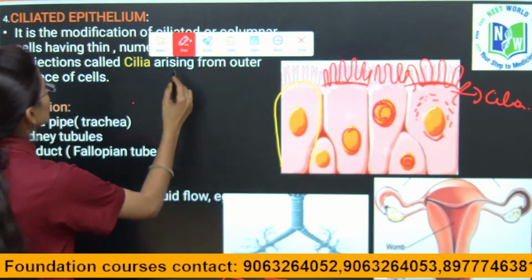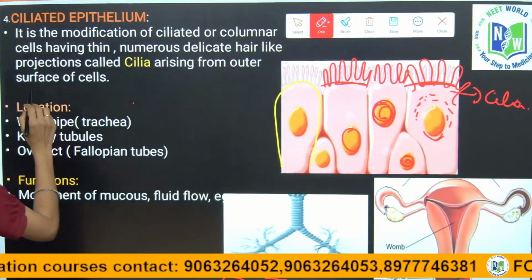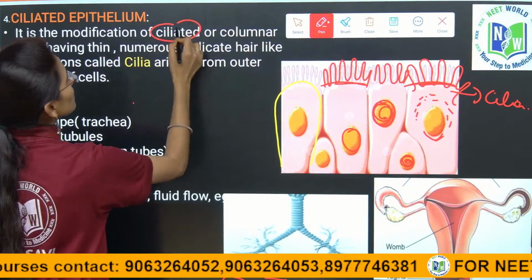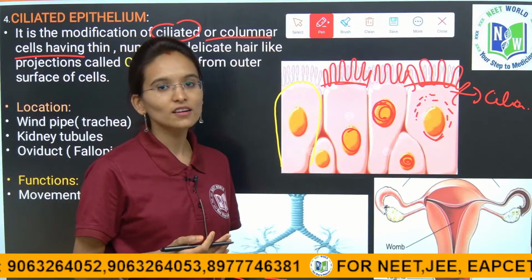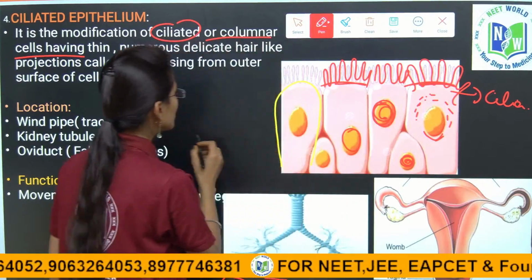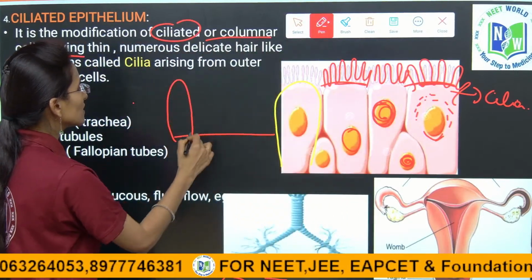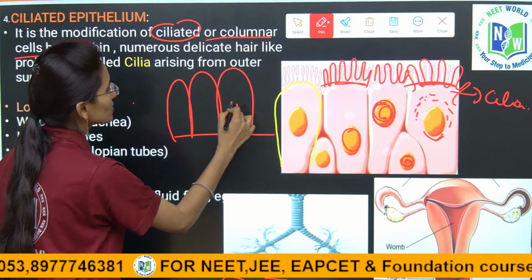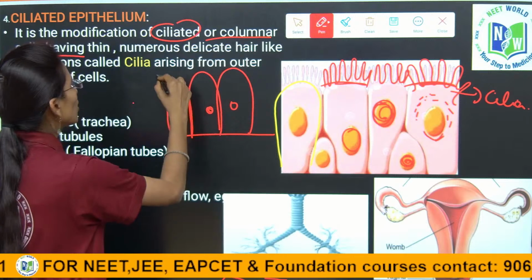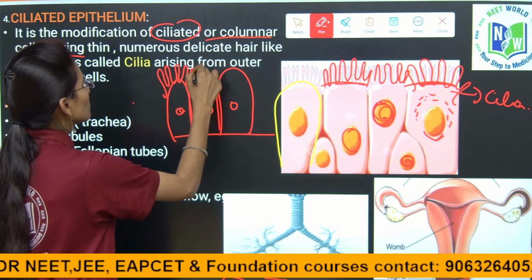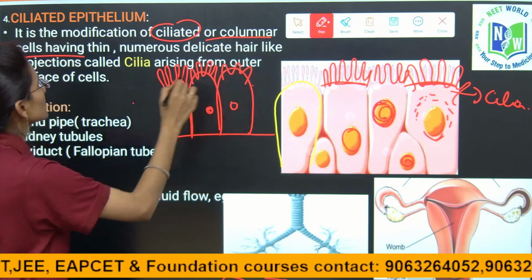Okay, now we will see its location. Definition first. Ciliated epithelium is just a modification of the columnar epithelium. Previously we saw that columnar epithelium cells are elongated with a nucleus. So in the second stage, these columnar cells are going to be modified into ciliated epithelium. Clear with the definition?